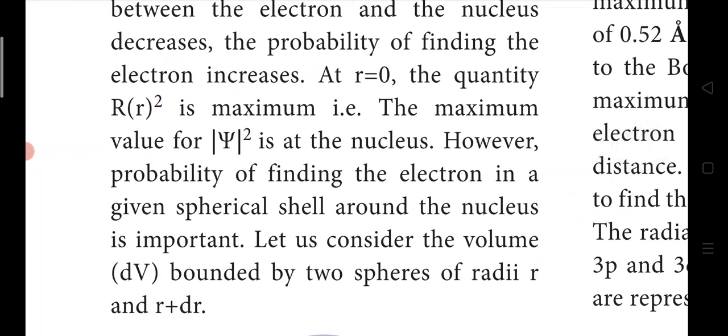That is, the maximum value for psi square is at the nucleus. However, the probability of finding the electron in a given spherical shell around the nucleus is very, very important. Now let us consider the volume, that is dV, bound by two spheres of radius r.